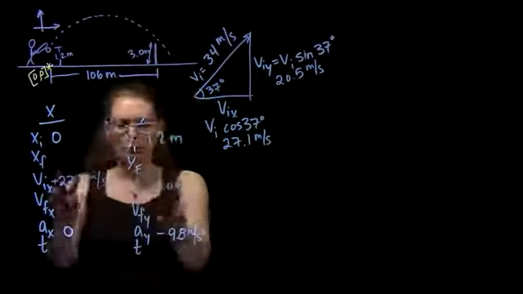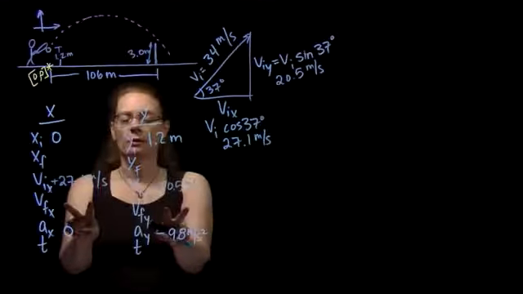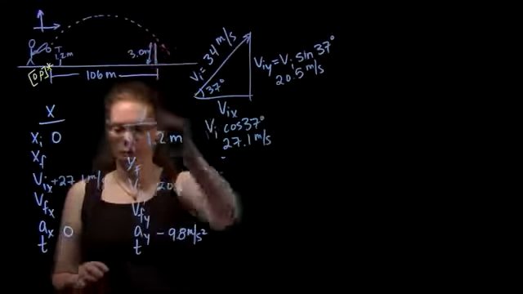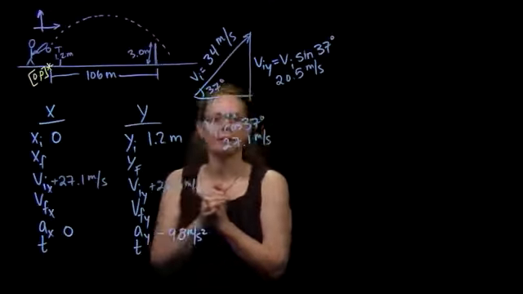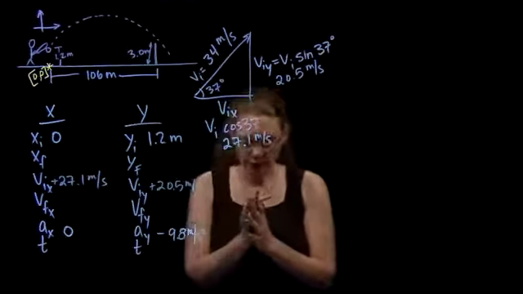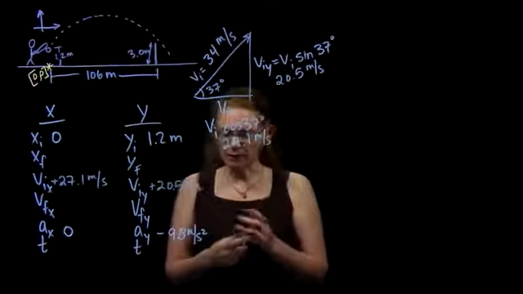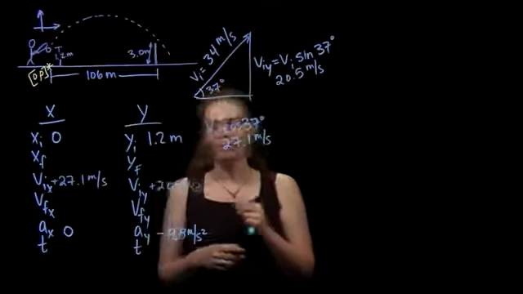And I talked about those. We don't know anything about V final. We don't know how fast this thing's going over here, and we don't know time. I think we're done for the moment with our setup. So now the first part of the question says, at what times after being hit will it reach the height of the fence?